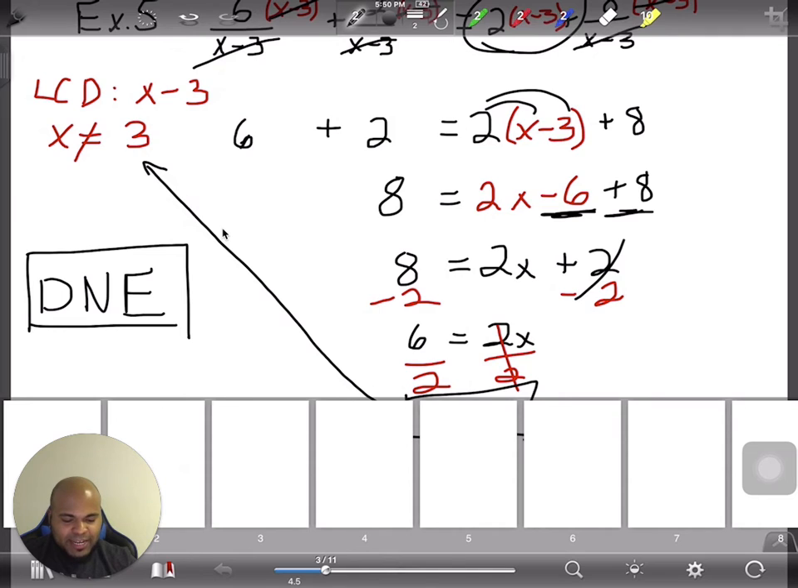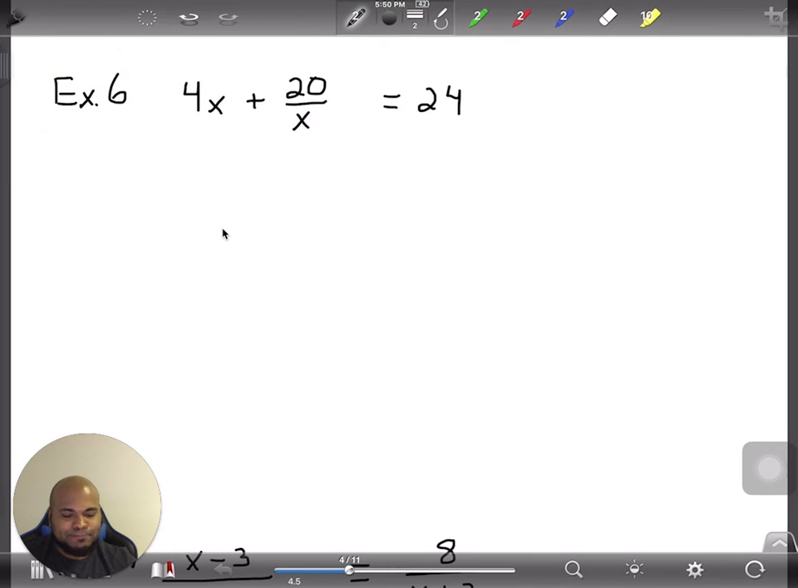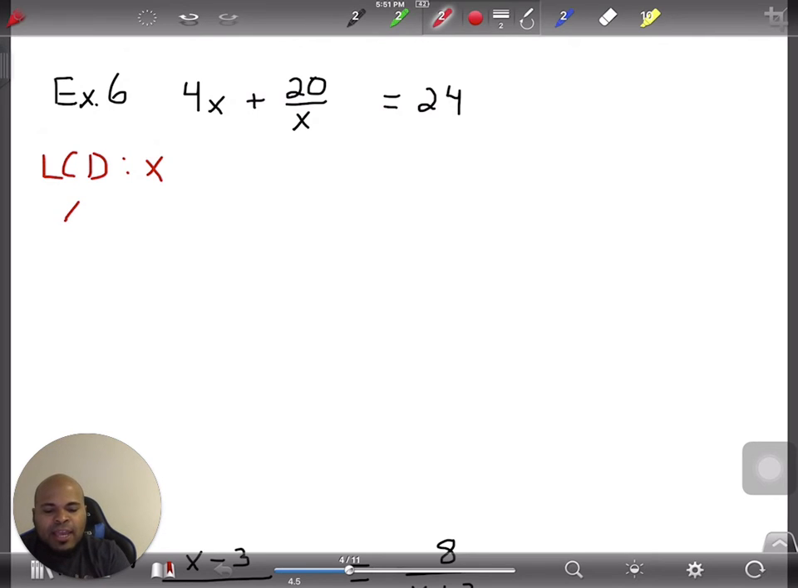We're almost there, guys. Almost there. Example 6 and then example 7. So let's do example 6. Example 6 talks about 4x plus 20 over x. So now the denominator has an x in it. I just wanted to do a problem like this just to make sure that you get it. There's only one denominator, which is perfect. That means the least common denominator is x, and x cannot equal 0. That's my exclusion because x is by itself.